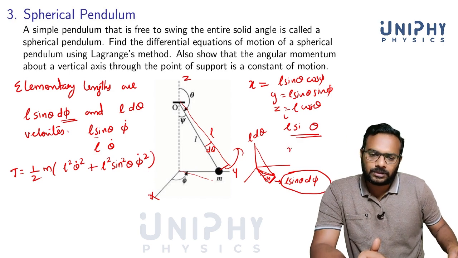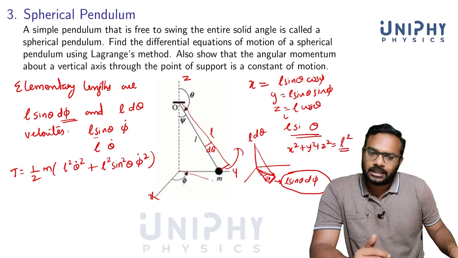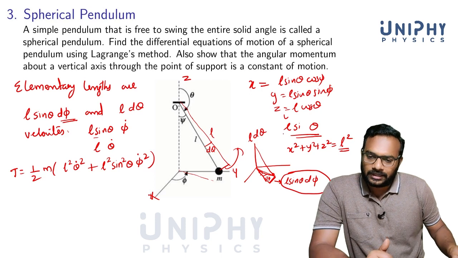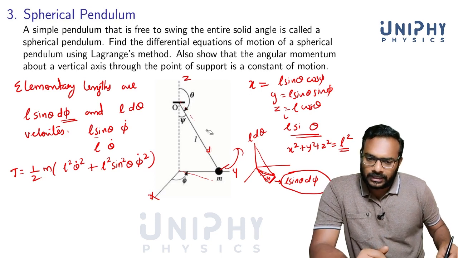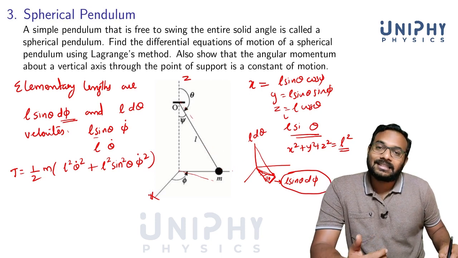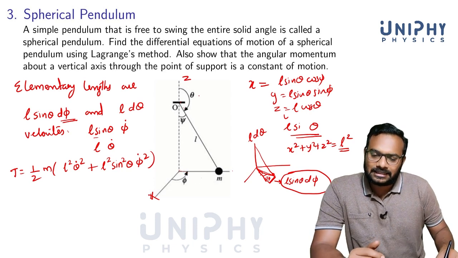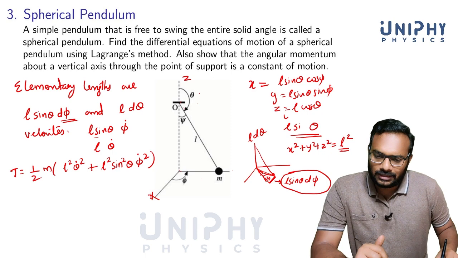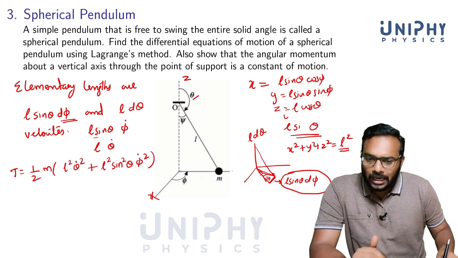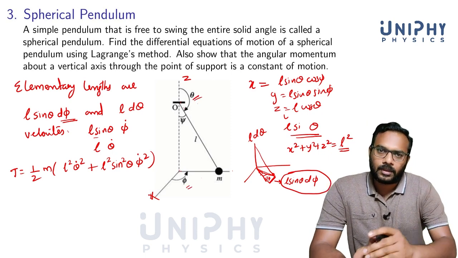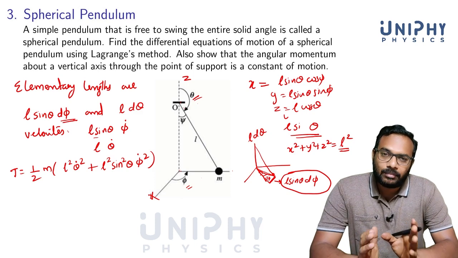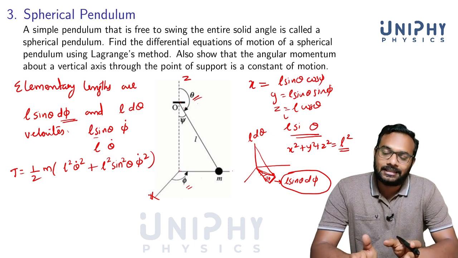We will have to use the condition that x square plus y square plus z square is a constant, equal to L square. That's quite tedious, it takes a lot of time. The simpler way is to look at this and identify the elementary lengths. I'll try to explain it again. There are two angles, theta and phi. What are the elementary lengths associated with d theta and d phi?